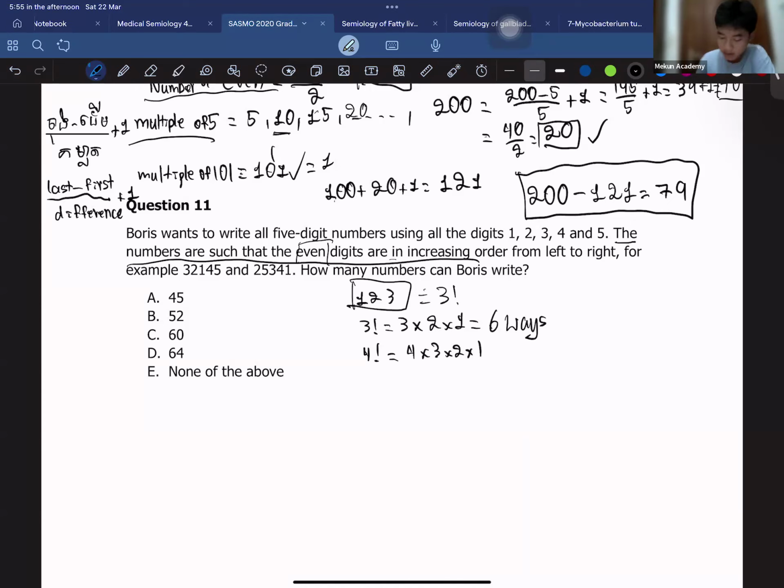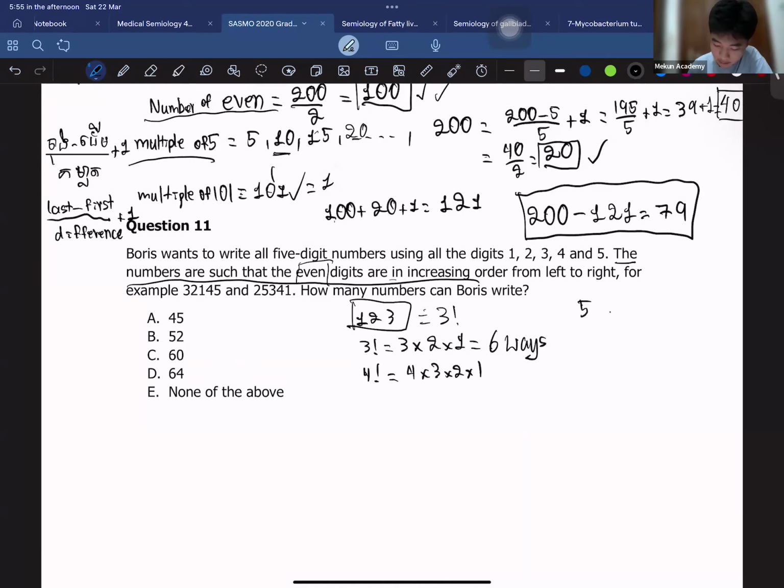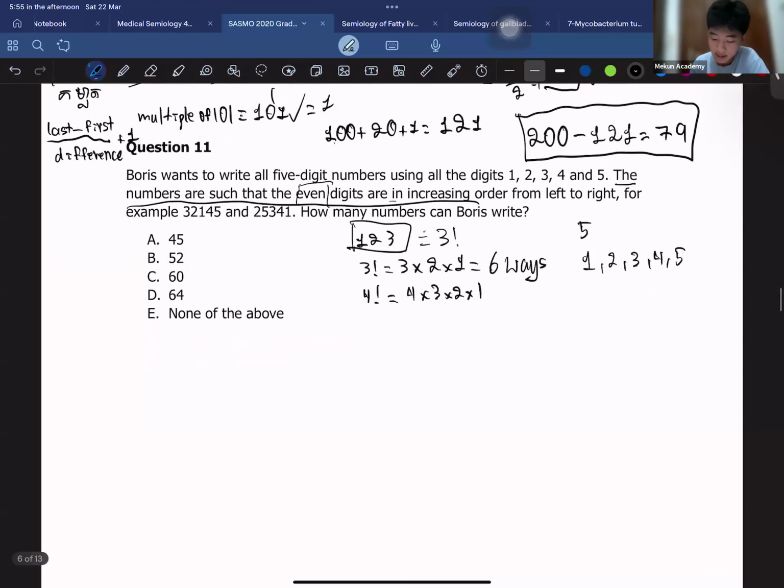Okay, guys, there's something that we need to understand. We have 5 numbers, which are 1, 2, 3, 4, and 5, right? It's easy to arrange this because we have 5 numbers without restriction. We can do 5 factorial.